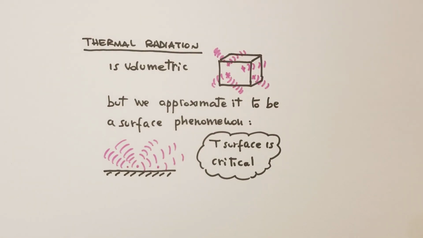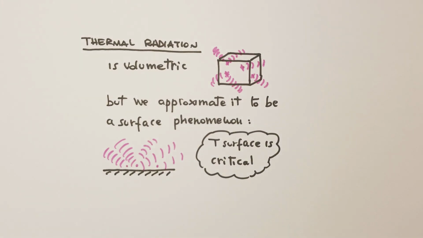In general, thermal radiation is a volumetric phenomenon, meaning that any object emits thermal radiation from any point, even in the interior. But in our lessons, we can approximate thermal radiation to be a surface phenomenon. So we're just interested in the radiation that's emitted from a surface. And usually we consider the surface to be uniform, with uniform properties. So radiation is emitted at any point in the same way, and it's very flat.